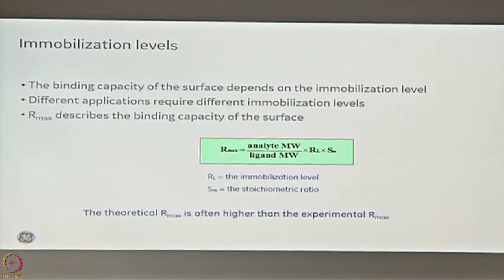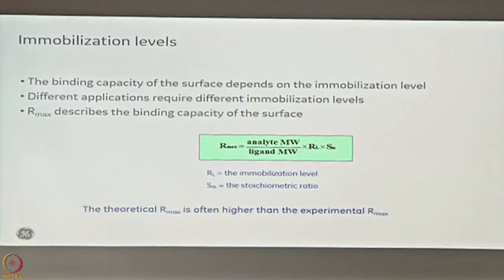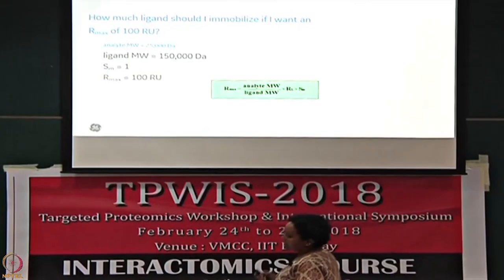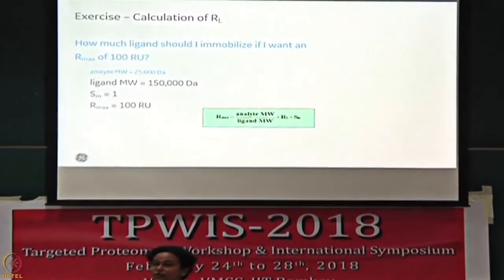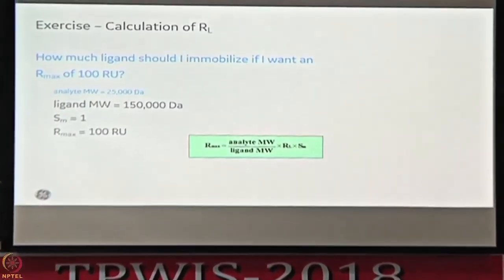But in some cases, when you see a much higher R max experimentally as compared to theoretical, a bell should ring in your mind that something is wrong. Either the stoichiometry that we considered was not right, or there is some non-specific activity, or there are aggregates happening. So there's a small exercise if you would like to do. Hopefully it will wake you up if you are sleeping.